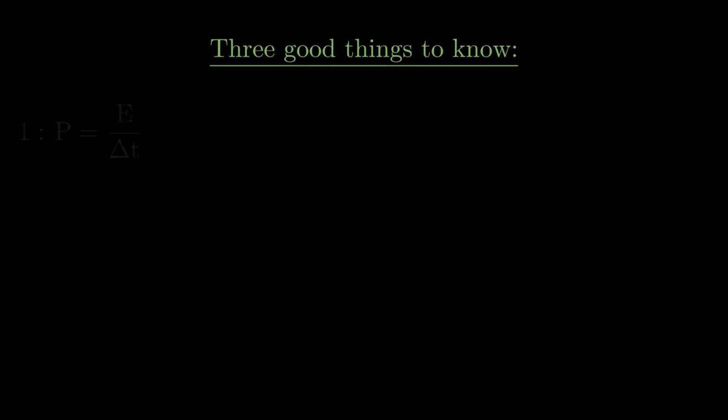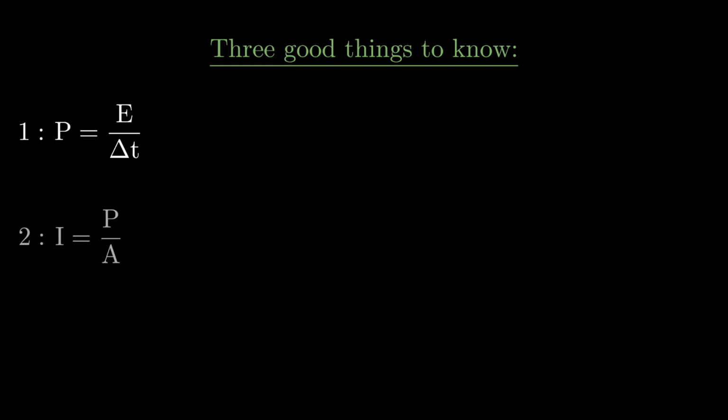Number 1, when we talk about power, we mean the amount of energy in a given amount of time. This is why power companies talk about energy consumption in terms of kilowatt hours. A watt is a unit of power, or energy per time, so multiplying watts and hours gives you energy.